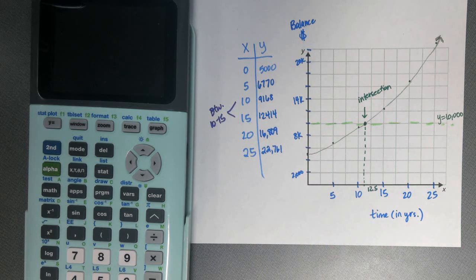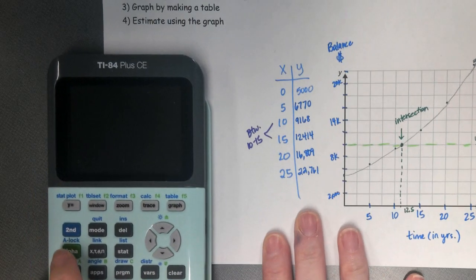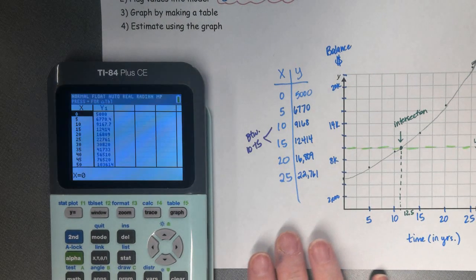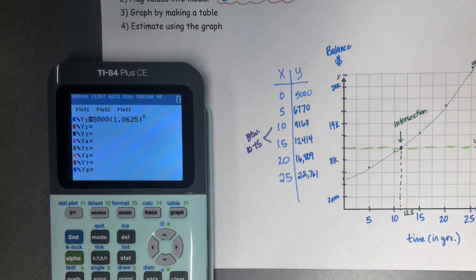So we're going to use our calculator to help us find that exact value using our intersection feature. So if you go back to y equals, you're going to put in that y equals 10,000.